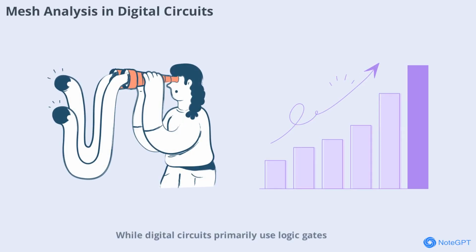While digital circuits primarily use logic gates, mesh analysis can still play a role in the supporting analog circuitry, such as power supplies and signal conditioning. Understanding current flow in these sections ensures reliable operation and prevents issues like voltage drops or overheating.